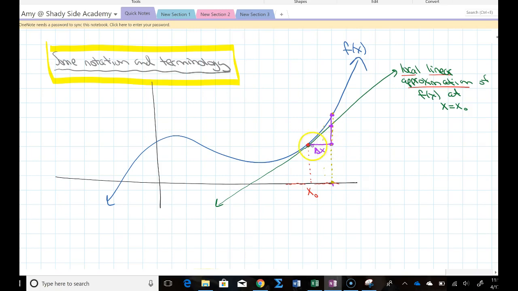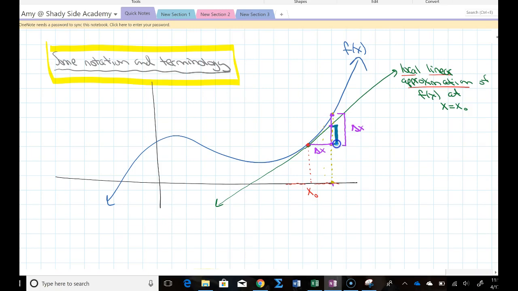This is the change in x, or the run of the tangent line. Here's the run of the function. But this change in y distinction is important. And here's some notation. We denote the change in y of the function that corresponds to a change in x as delta y. Okay? But what is then this change in y?